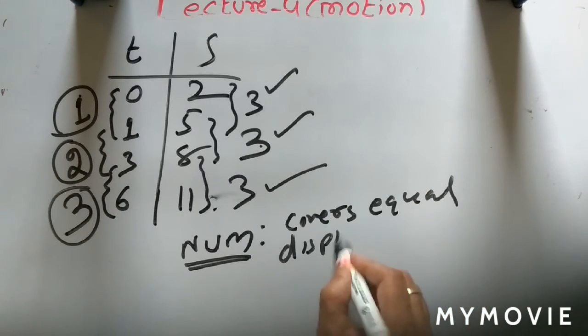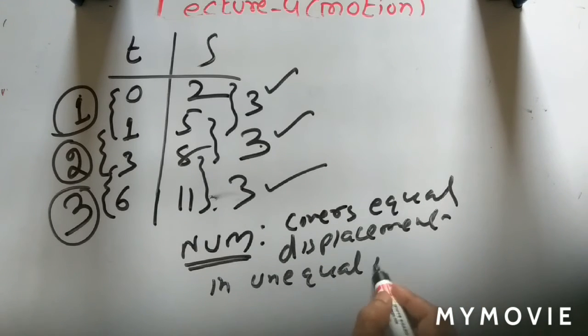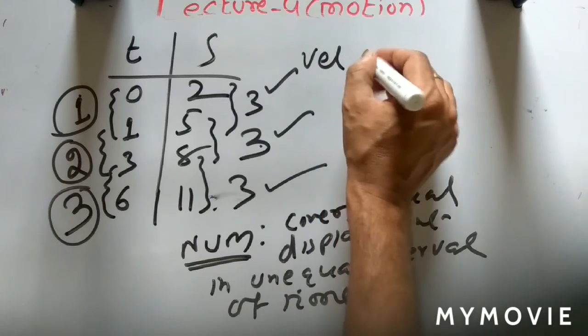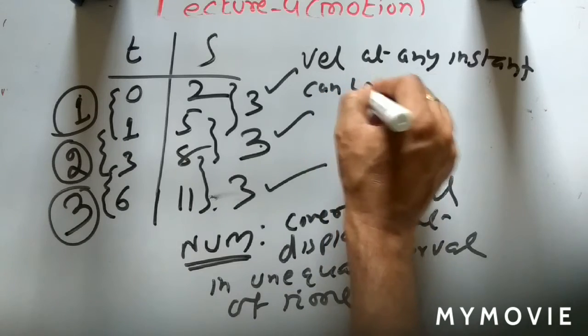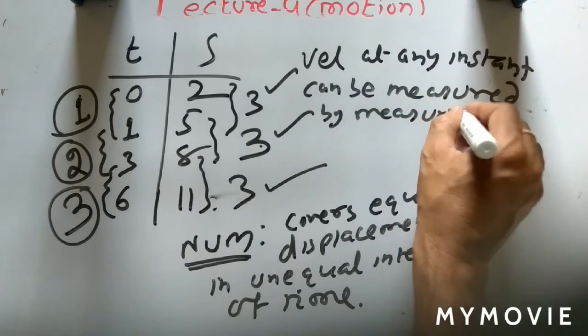In that case also, it is called non-uniform motion. So what is non-uniform motion? This is another non-uniform motion. Non-uniform motion definition, you can say, if a body covers equal displacement in unequal interval of time, it is called non-uniform motion. So for non-uniform motion, body covers equal displacement in unequal interval of time.